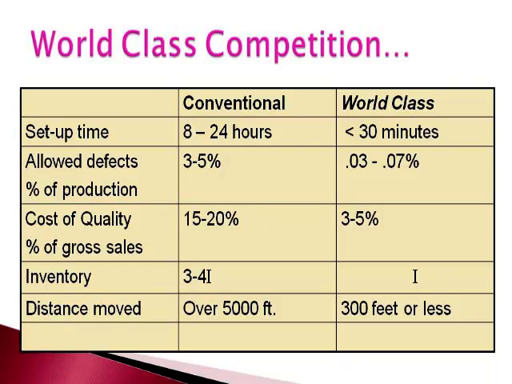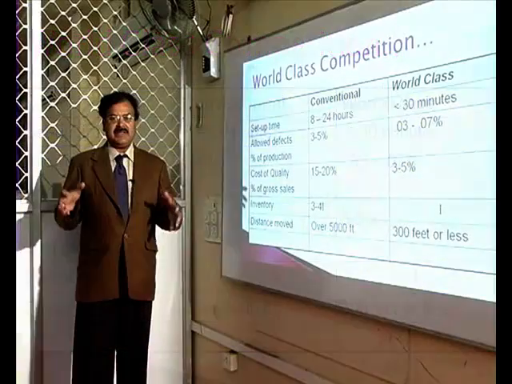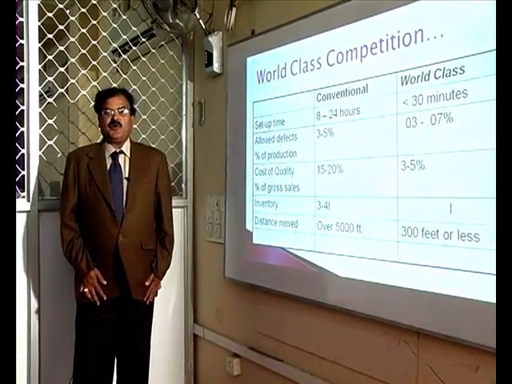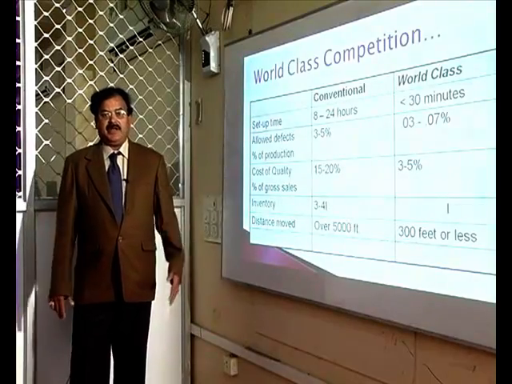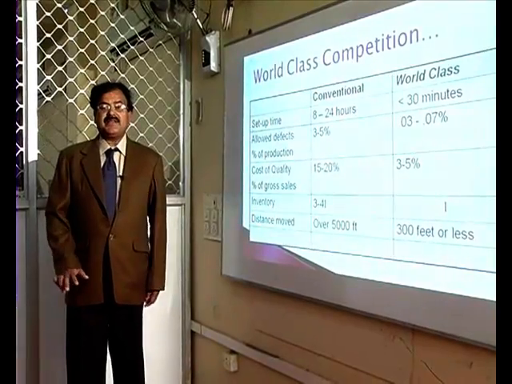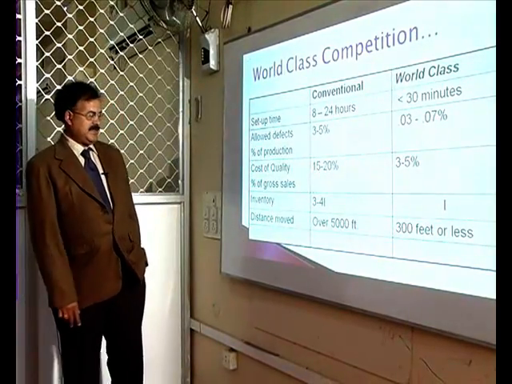Inventory: we could have some work in process inventory, maybe 3 to 4%. Here, almost zero inventory. World-class demand today is zero. You have to maintain zero inventories, because inventory itself is money which is laid out on the shop floor. So we cannot afford to have money in stocking positions. So inventory is minimized in world-class manufacturing systems.